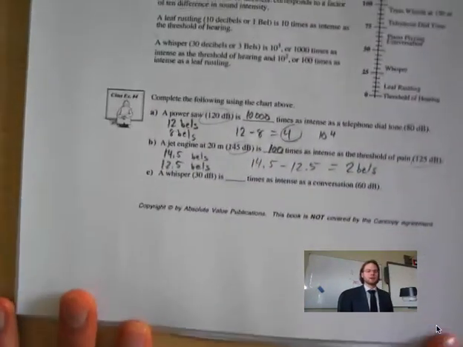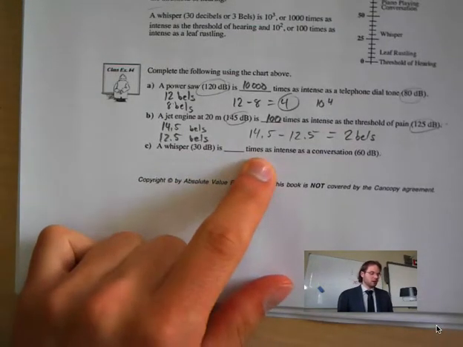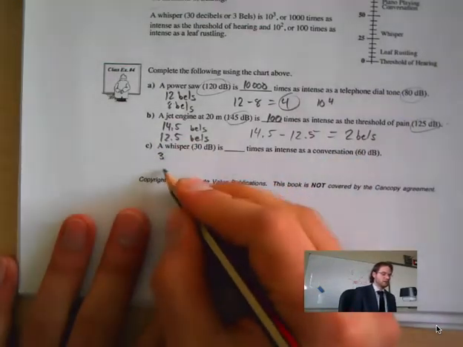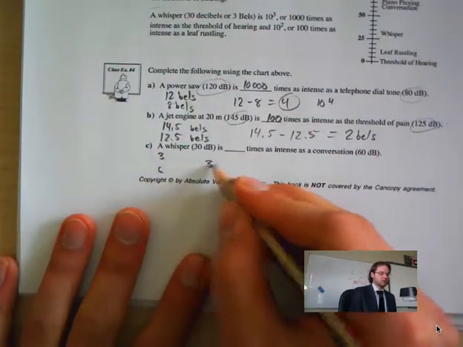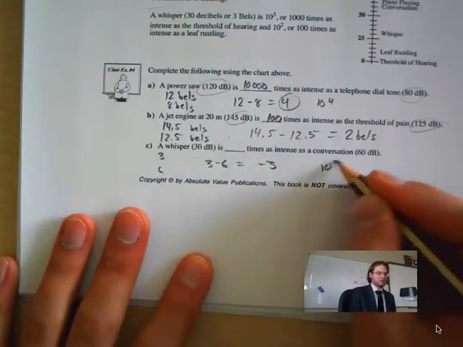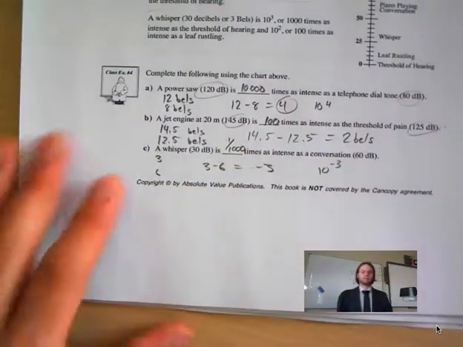That's it. Last one here is a whisper of 30 decibels is how many times of 60? Well, that is 3 to 6. So 3 subtract 6 is equal to negative 3. So that's 10 to the negative 3, which is the same as 1 over 1,000. Okay? That's how we do that.